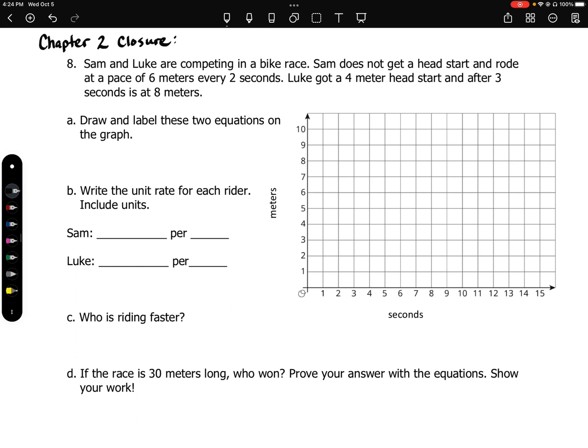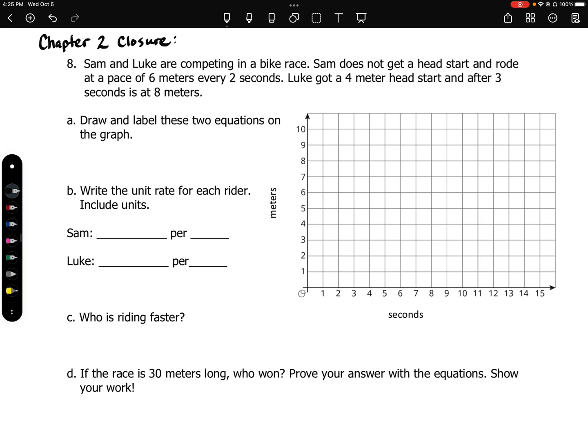Number 8 states that Sam and Luke are competing in a bike race. Sam does not get a head start and rode at a pace of 6 meters every 2 seconds. Luke got a 4-meter head start and after 3 seconds is at 8 meters. Letter A says, draw and label these two equations on the graph.